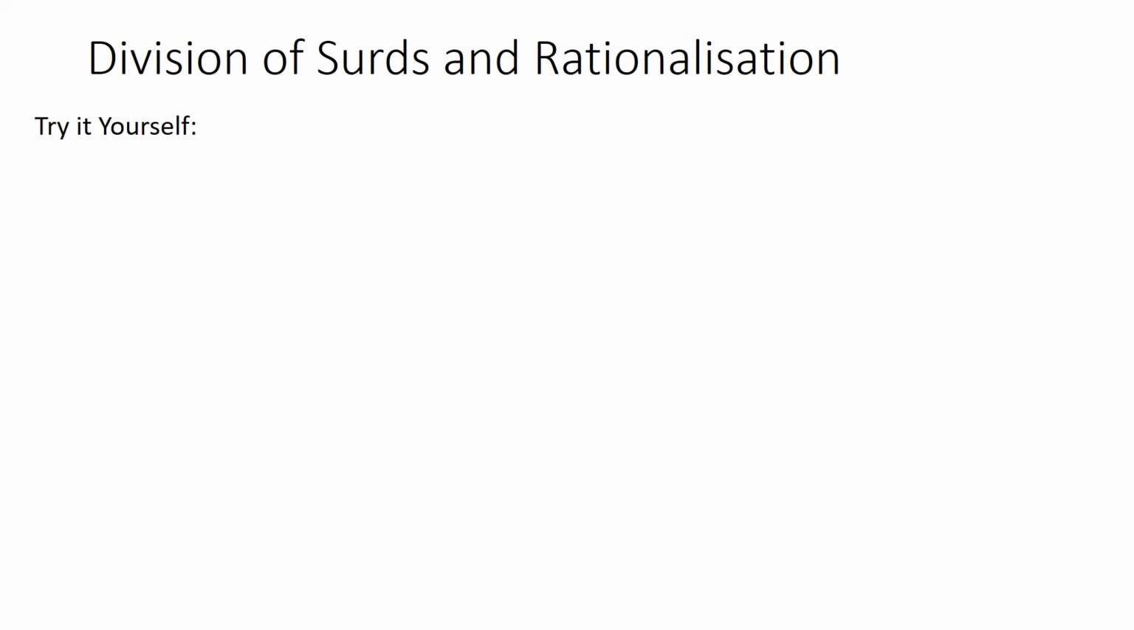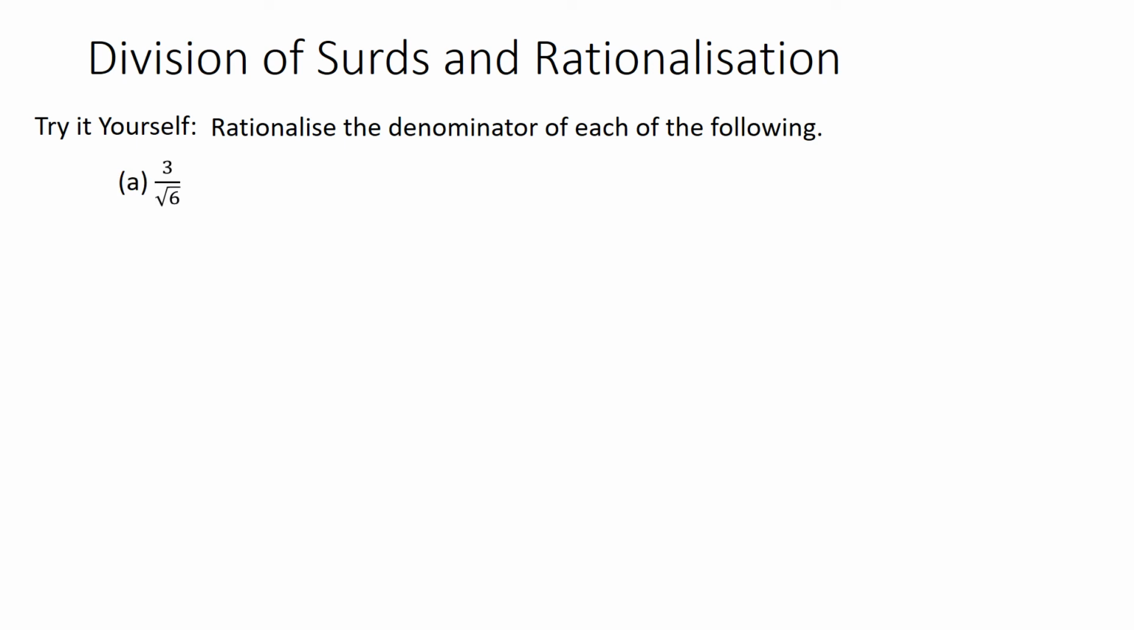Here is one example that you can try yourself. Rationalize the denominator of each of the following. A. 3 over surd 6. B. 9 surd 11 over 4 surd 5. You can pause the video and try to do it yourself. The answer for A is surd 6 over 2, B is 9 surd 55 over 20.